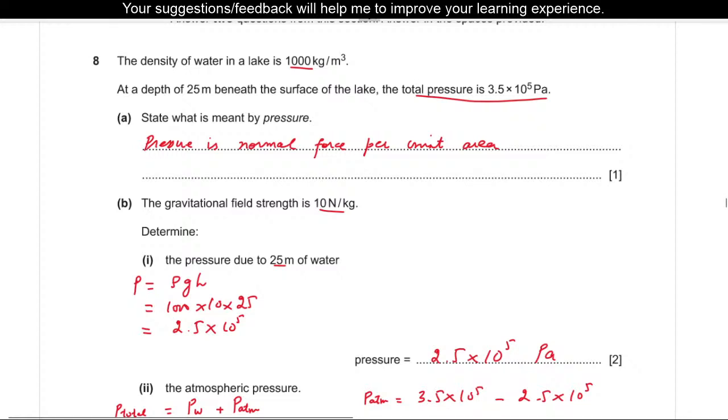Then in part B, the gravitational field strength is 10 Newton per kg. Determine the pressure due to 25 meter of water. So we know that the pressure due to depth of a liquid is equal to rho gh: density, gravitational field strength, and the depth. Here values are given. Rho is 1000, g is 10, and depth of water is 25. So we calculate it, and the answer comes to be 2.5 into 10 raised to the power 5 Pascal.